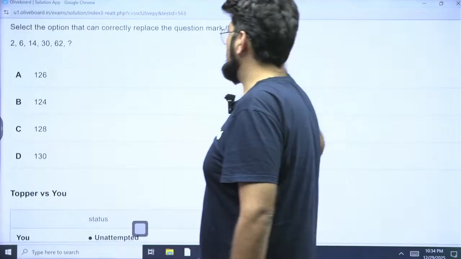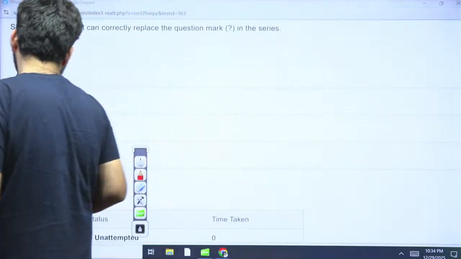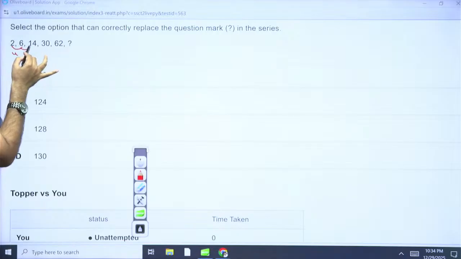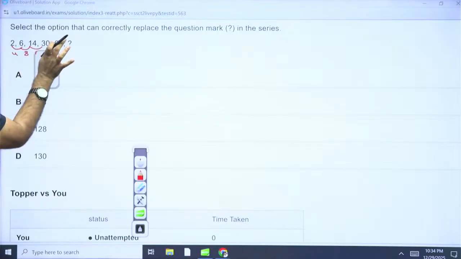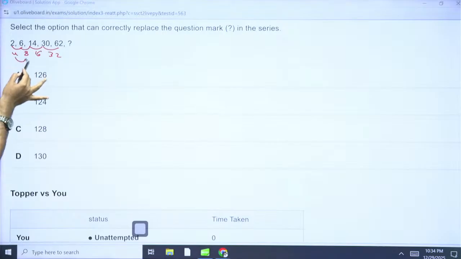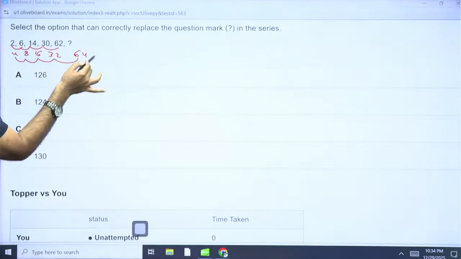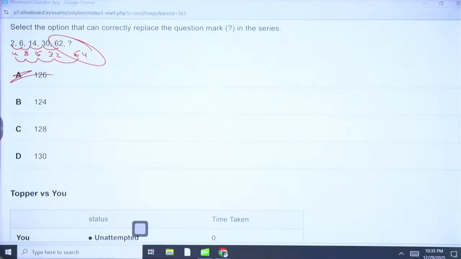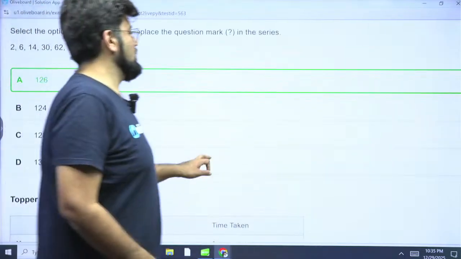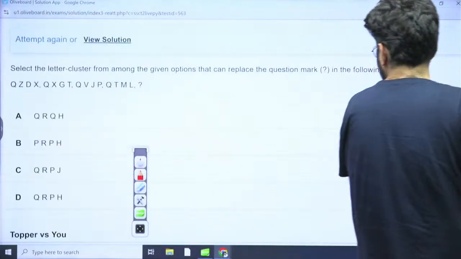Select the option that can correctly replace the question mark in the series. Difference, difference, difference, difference. So we are clearly seeing what is happening. Double, double, double, double. So 64 will be added here. 62 plus 64 is 126. Option A is the correct answer. Cool. 16 seconds. Wonderful. Next.